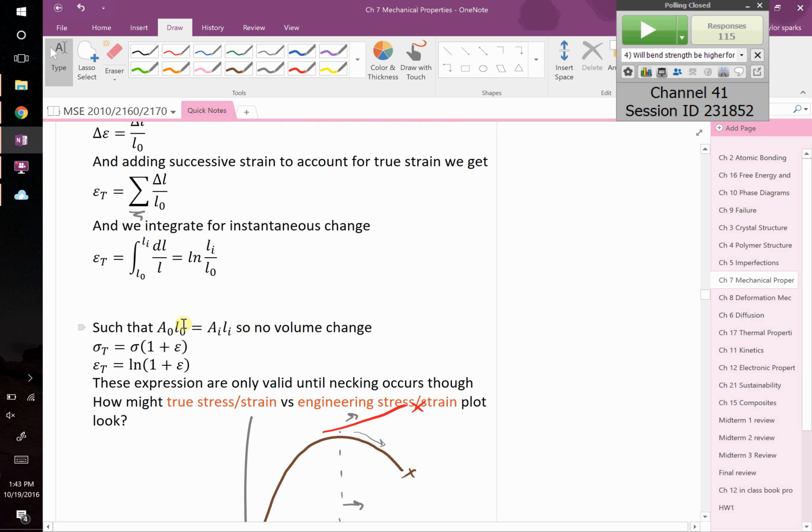And if we use the constant volume approximation, meaning whatever your initial area and initial length were, that equals your final or instantaneous area times your final length, meaning volume's conserved, then we can rewrite these expressions as follows. If you have a plot of engineering stress and engineering strain, which we generally have from plots, we can turn those into true stress and true strain using these two functions. And it'll probably be a homework question to do the proof of this.